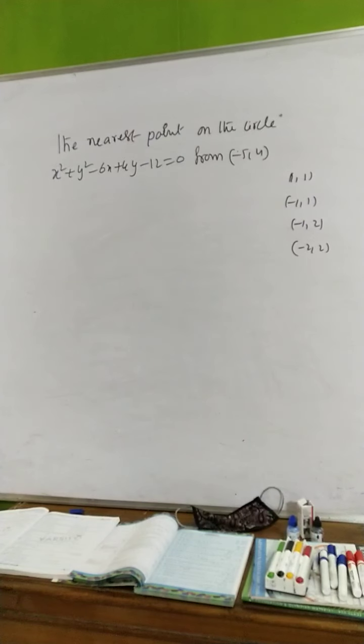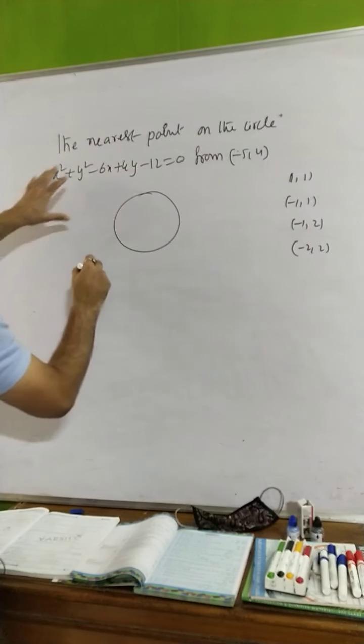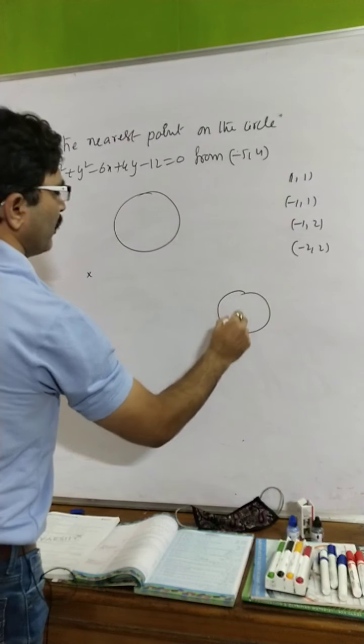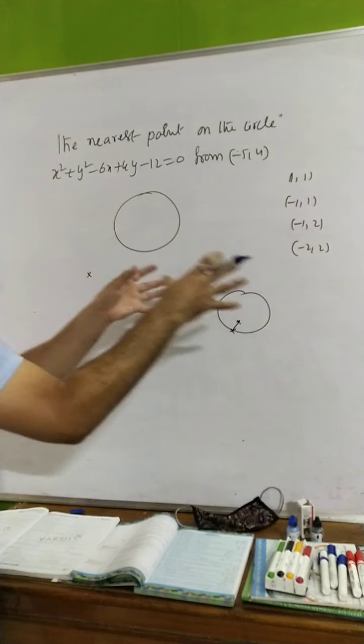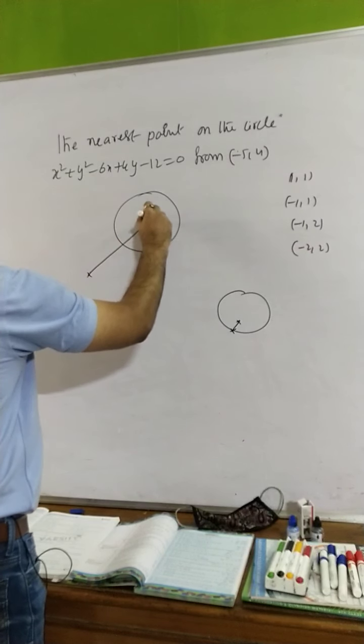We'll take one more point, the nearest point on the circle. See here, a rough diagram. If P lies outside, this is okay. If P lies inside, nothing will happen. Nearest point you have to find like this. If P is outside, you can understand in a better way. That's why I am taking it like this. So, better to write in this way.